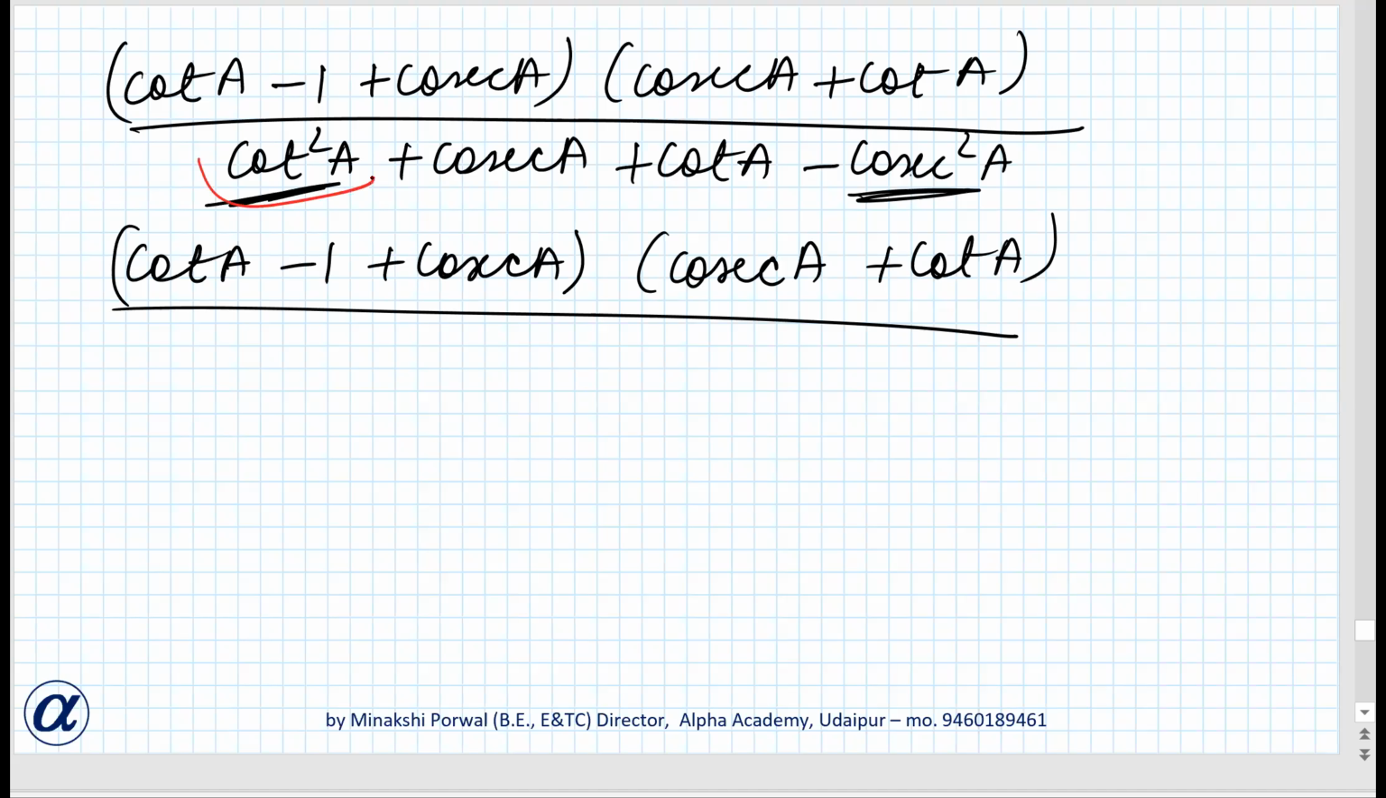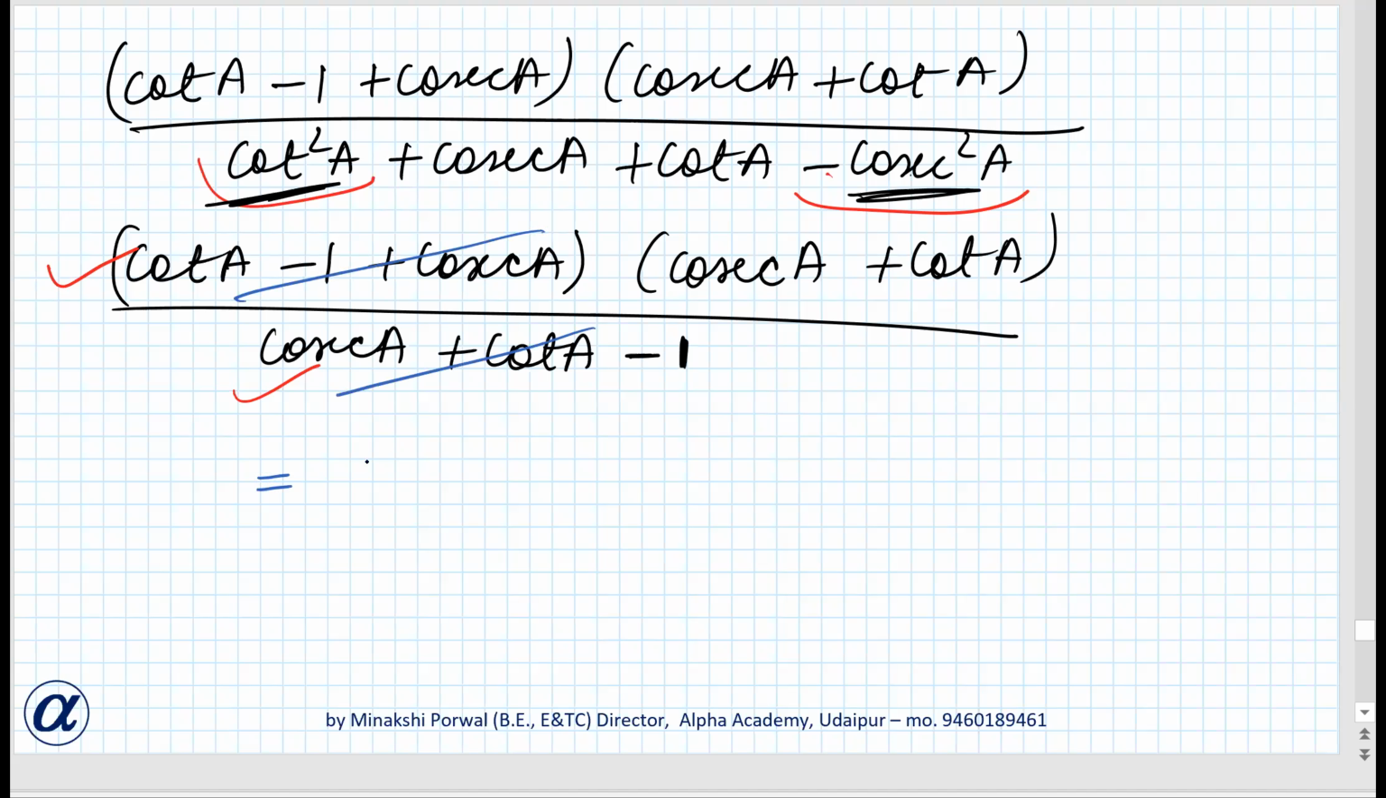If this term and this term are making -1, so I am writing cosec A plus cot A minus 1. Okay, cosec A plus cot A, are these both terms the same, this one and this one? This is also cot A minus 1 cosec A plus cot A minus 1. So I can cancel these two terms. Now what is remaining? Cosec A plus cot A. This is what I want in RHS. So this is the answer, or this is what we have to prove.